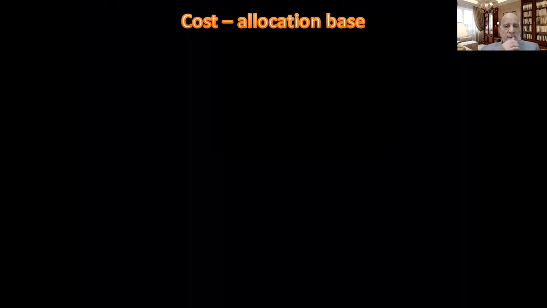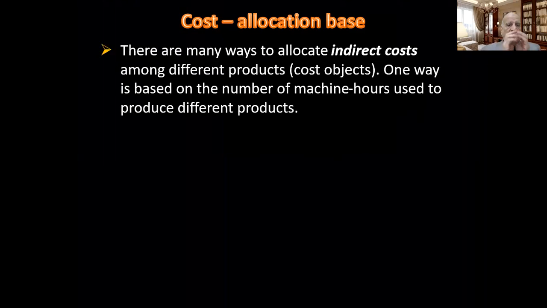Cost allocation base. There are many ways to allocate indirect costs among different products, which are called cost objects. One way is based on the number of machine hours used to produce different products. This is only one way.